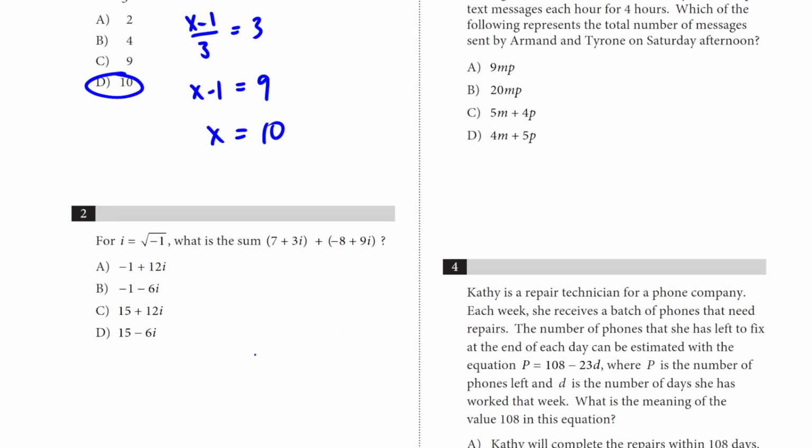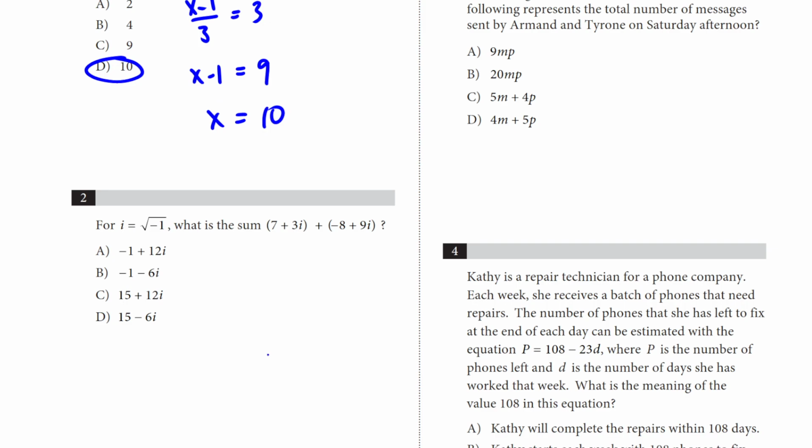For i equal to the square root of -1, what is the sum of 7 plus 3i plus -8 plus 9i? Wow, okay, we got an imaginary number in here. That's kind of nice. So we're just going to group together the like terms. So we're going to get -1 from 7 plus -8. We're adding 3i plus 9i together, so that's plus 12i. And okay, never mind, that was not as complicated as I thought it was going to be.